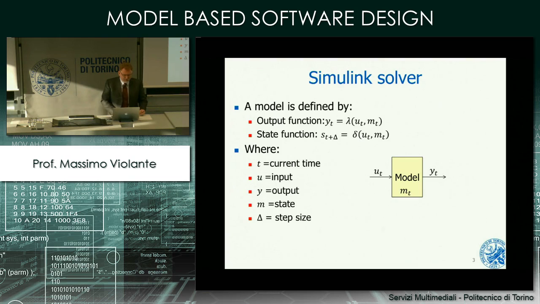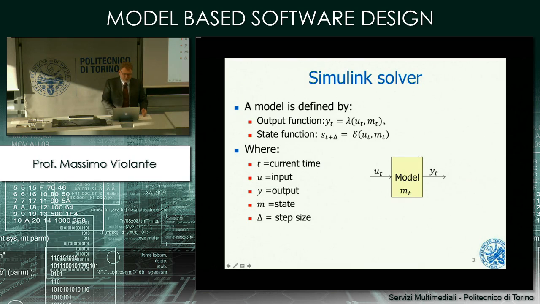So the state is part of the definition of our model. As I said, the function lambda takes as input u, that represents the input applied to the model at a given time, takes the state of the model at that given time, and tells you which is the output of the model at that given time. So this is the function to update the output.